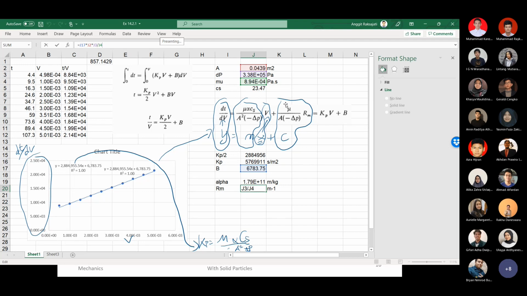Any question about filtration? Because afterwards I will not talk about filtration anymore, so we'll go into the last part of the session, the fluidization. Is it understood? Which part is confusing and has to be re-explained?